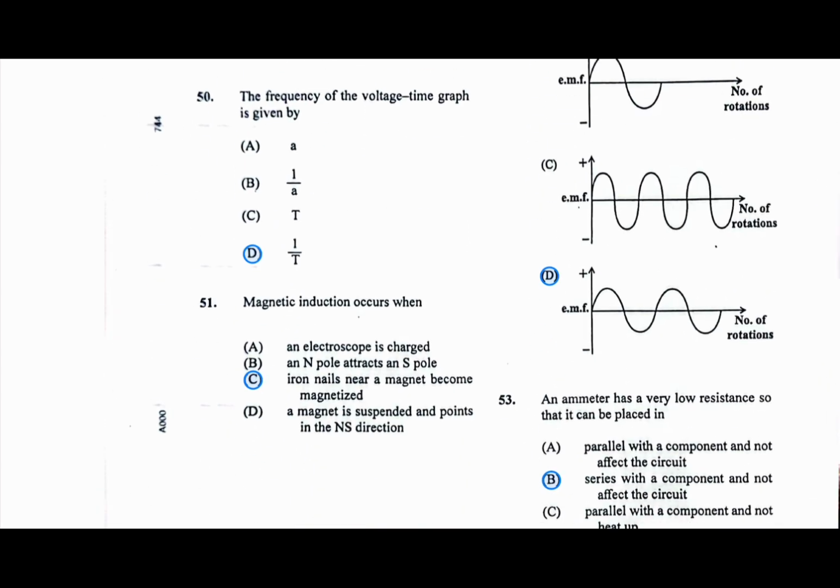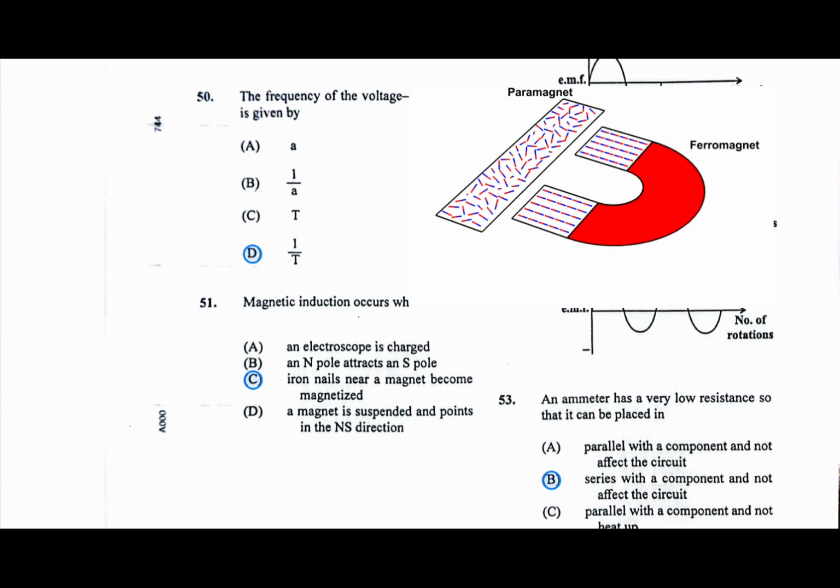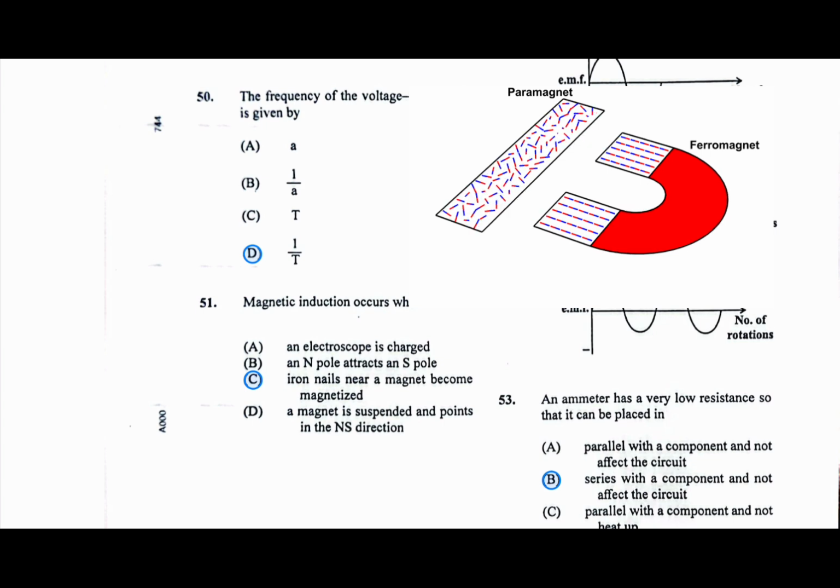Question 51. Magnetic induction occurs when C. Iron nails near a magnet become magnetized. So guys, you all wouldn't know this at this level, but if you pursue electrical engineering at a tertiary level, you'll get what I'm talking about. So all ferromagnetic materials like iron, they have domains, and in the domains there are spins and orbitals, and you can think of these like small weak magnets. And when you bring a magnetic field close by to a ferromagnetic material, these domains align with the magnetic field, and in that instance they temporarily become a magnet.